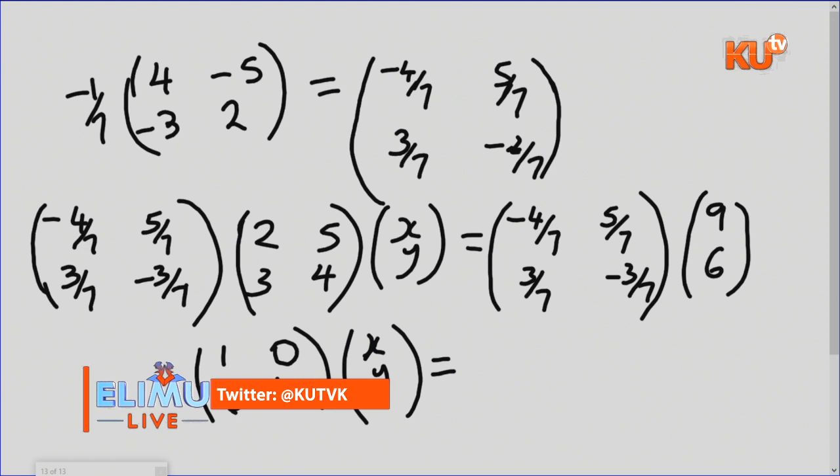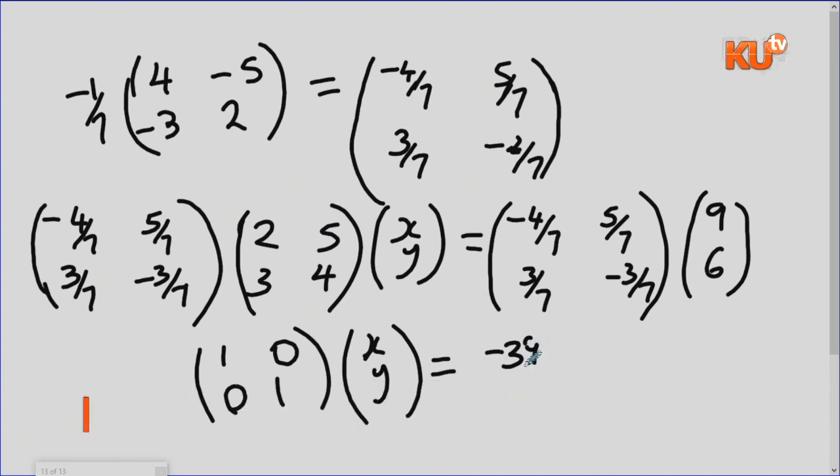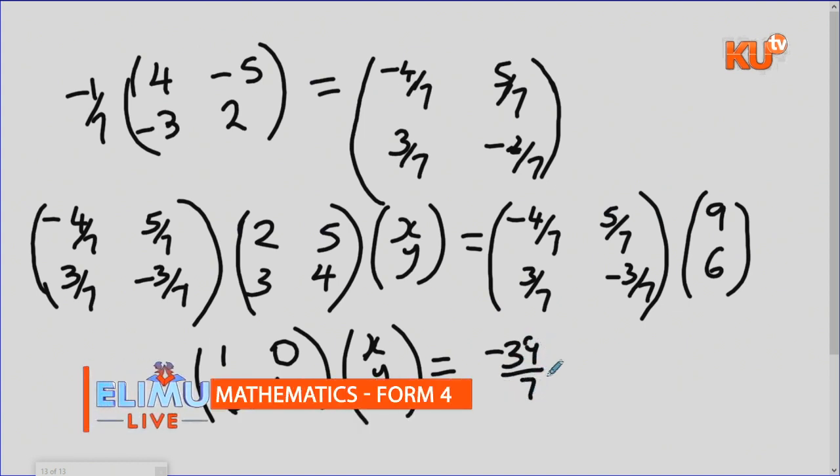So let's work out, students. Take out your calculators. Negative 4 over 7 times 9. Our value is negative 36 over 7. Then 5 over 7 times 6. That will give us 30 over 7.